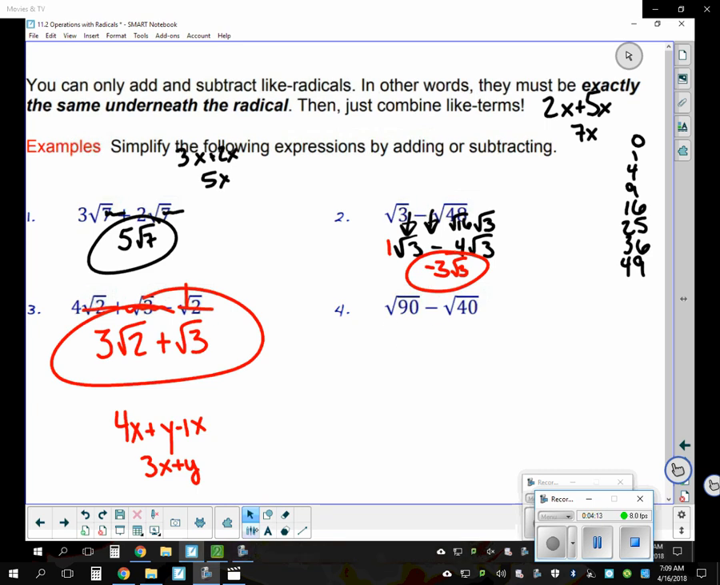All right, let's look at number 4. These are not like radicals, which means you need to think about simplifying. And I need to add onto my list here because I don't go through 90. So let's add some numbers. Remember, we're just listing perfect squares.